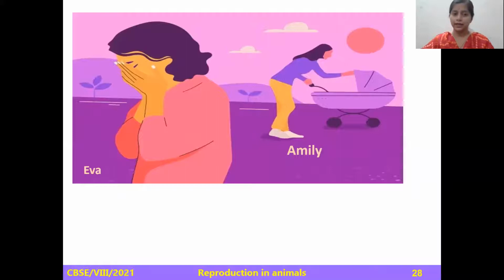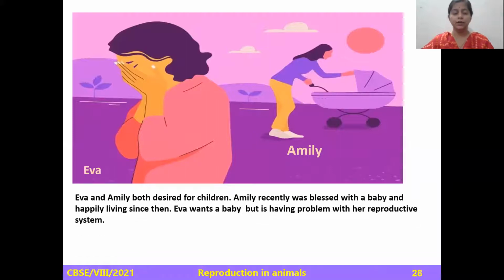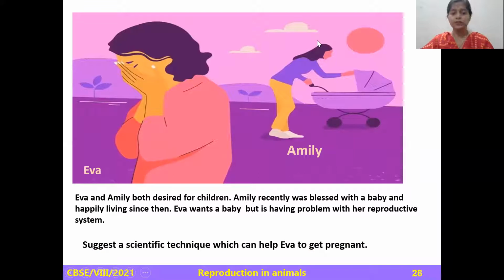There were Eva and Emily. Both desired children. Emily was recently blessed with a baby and has been living happily since then. Eva wants a baby but is having problems with her reproductive system. Suggest a scientific technique which can help Eva to get pregnant.